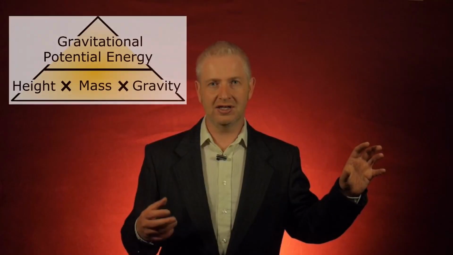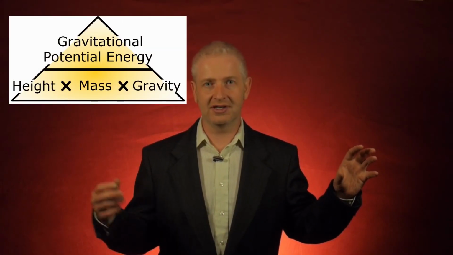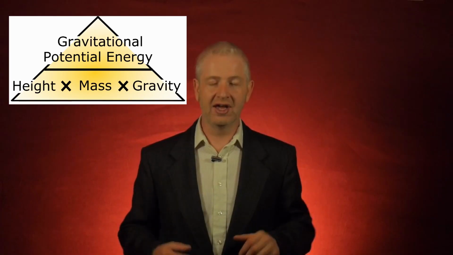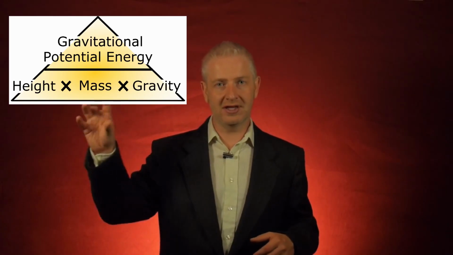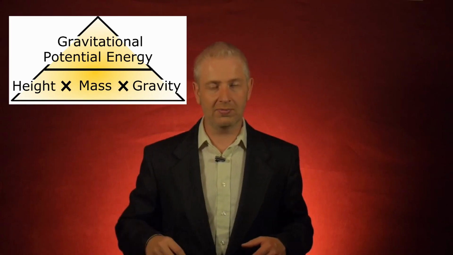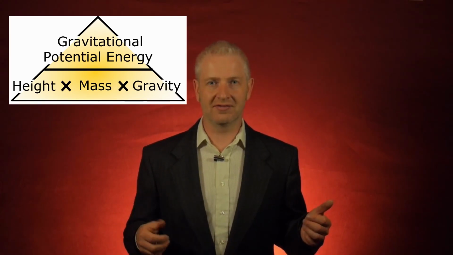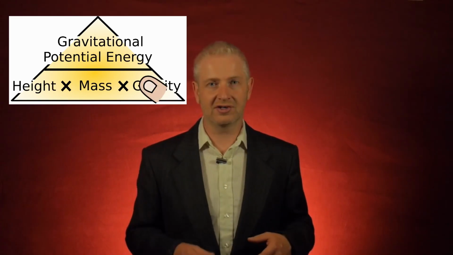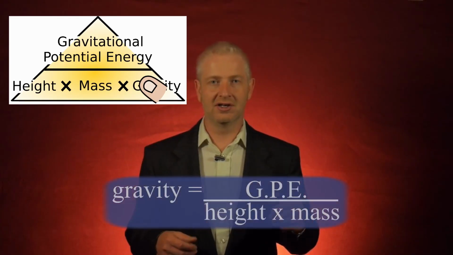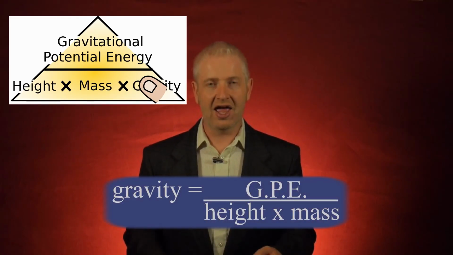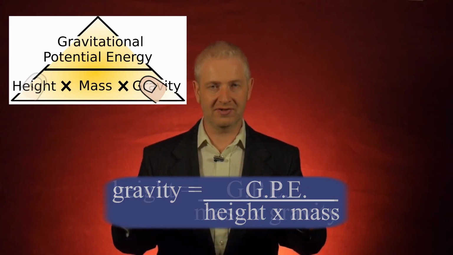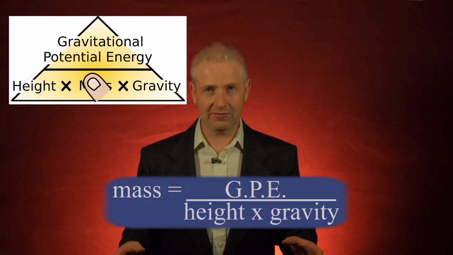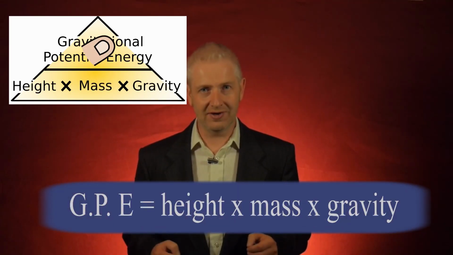So what if it's slightly longer? What if I have something like gravitational potential energy? GPE equals mass times gravity times height, mgh. It's exactly the same thing. GPE goes at the top, gravitational potential energy goes at the top, and mass times gravity times height goes at the bottom. If I want gravity, I just cover it over. It's the gravitational potential energy divided by the mass times the height. Any of those parts of that equation can be covered over, and what you're left with is the equation that you need to use to find the values.